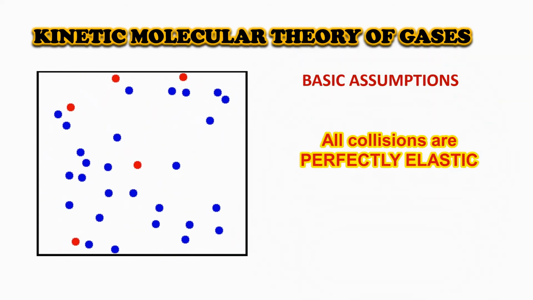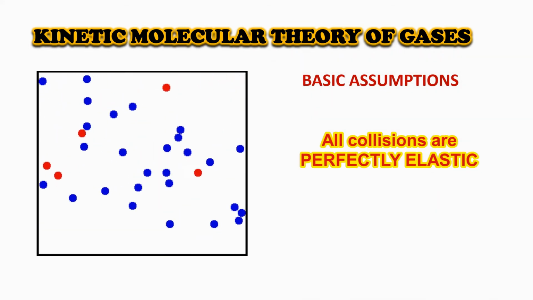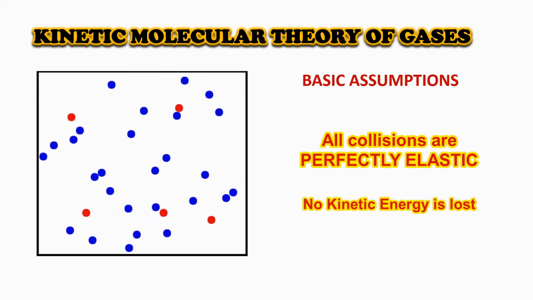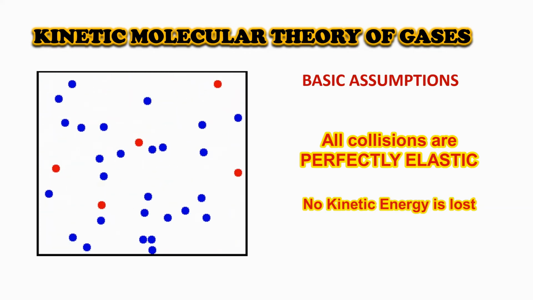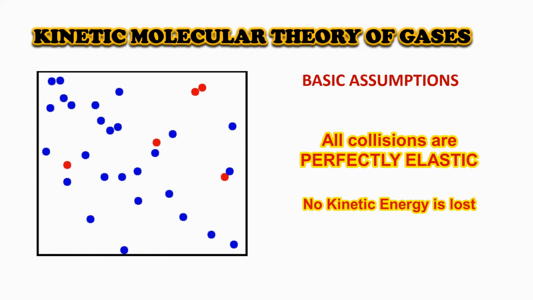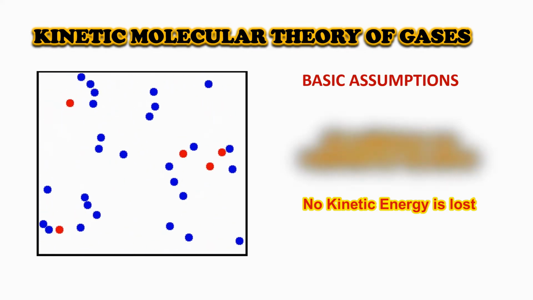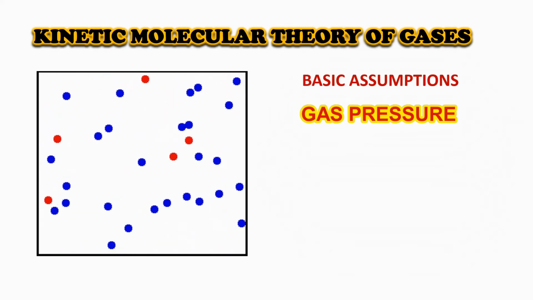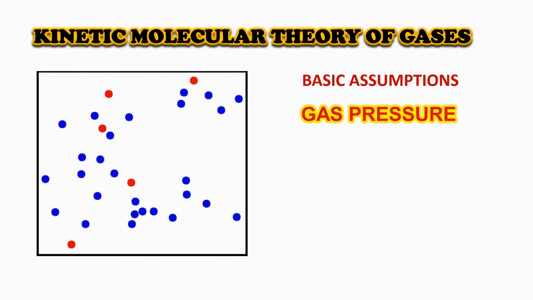All collisions are perfectly elastic. This means that during collisions, kinetic energy is transferred without loss from one particle to another, and the total kinetic energy remains constant. The kinetic molecular theory of gases is very helpful in explaining the gas pressure.